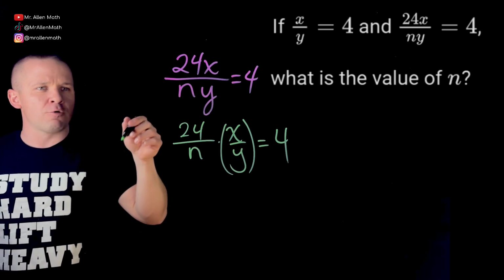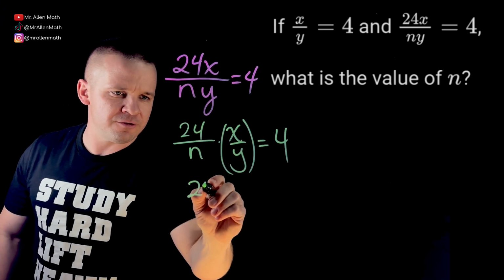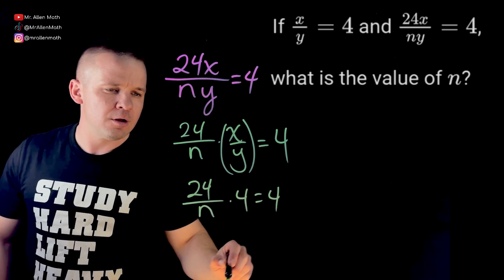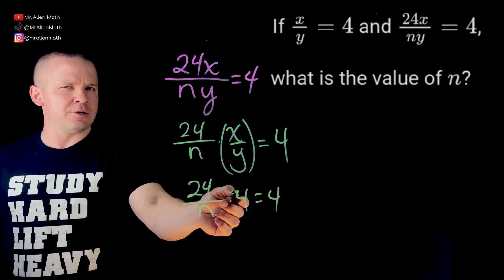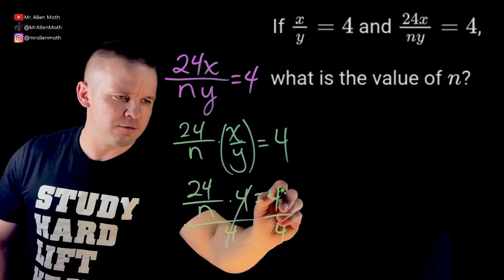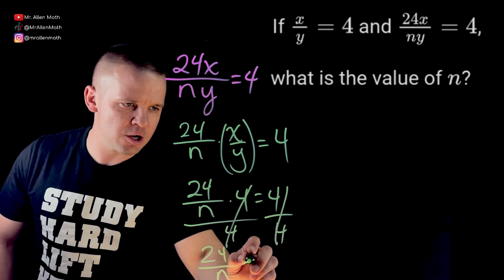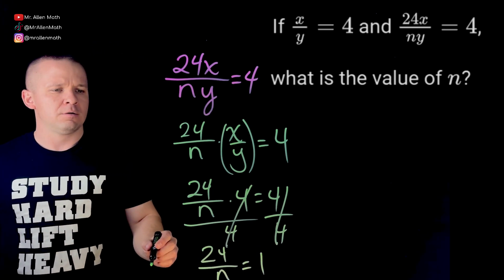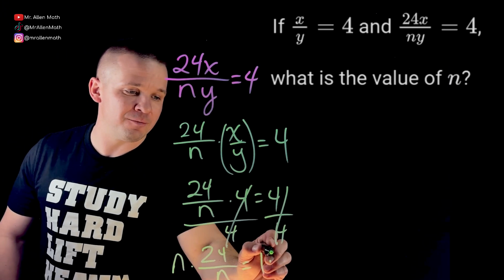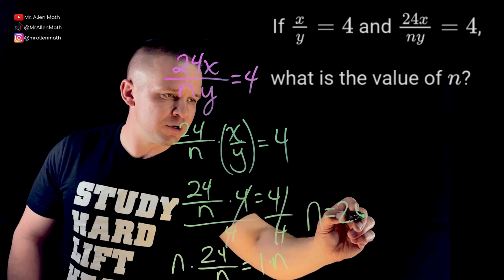Now, if I know that x over y equals 4, couldn't I replace this with 4? So I would have 24 over n times 4 equals 4. If I'm multiplying by 4, could I just divide both sides by 4 right here? And that would cancel this 4, and that guy becomes 1. So now I have 24 over n equals 1. Well, how do I solve for n? Let's get it out of the denominator, multiply by n on both sides. Oh my goodness. We have n equals 24.